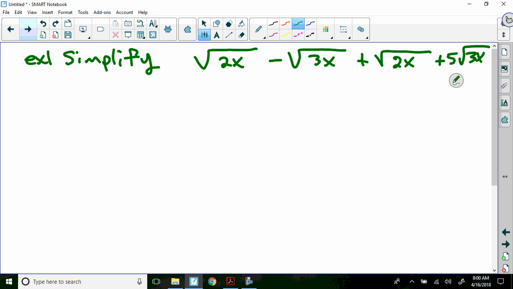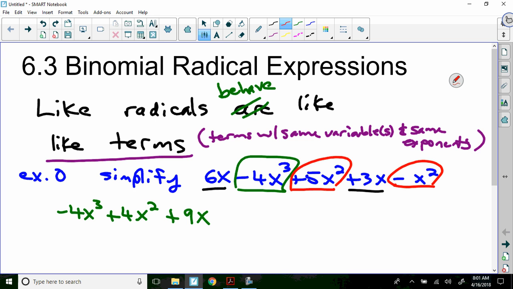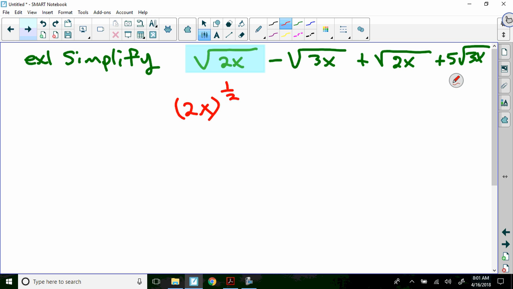So it's kind of interesting here. I don't know how much you remember from last week or the week before, but that first term is the quantity 2x being raised to some particular power. Anybody know what power that is? Yeah, it's to the 1/2 power. Nice. So that's why I can make this statement that like radicals behave like terms, because really it's the same thing going on. We have variables or variable expressions being raised to powers, and their powers have to be the same.